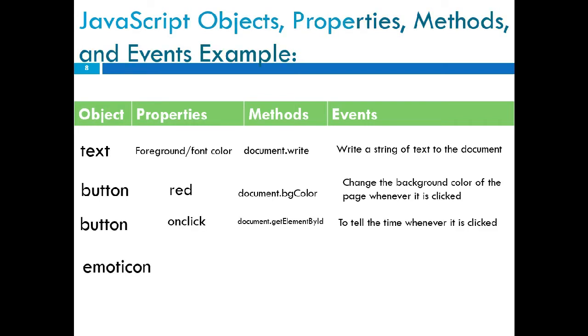The next object is an emoticon. The property here is to change the size. The method is document.image. The event is on mouse over.